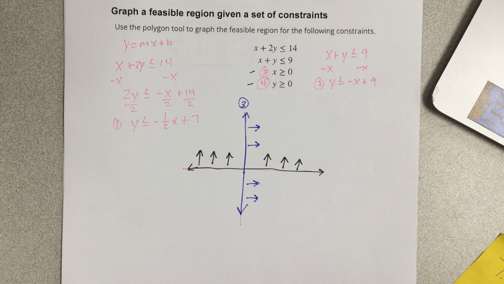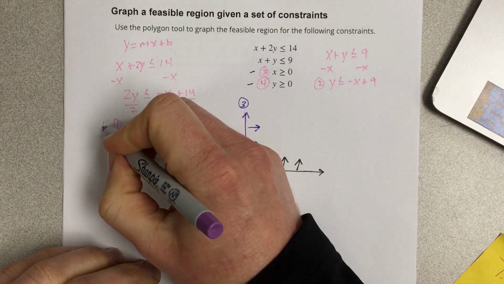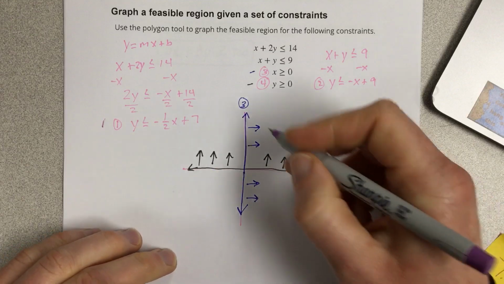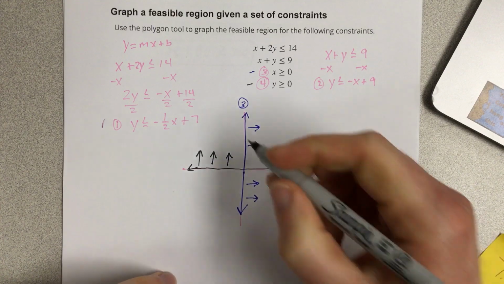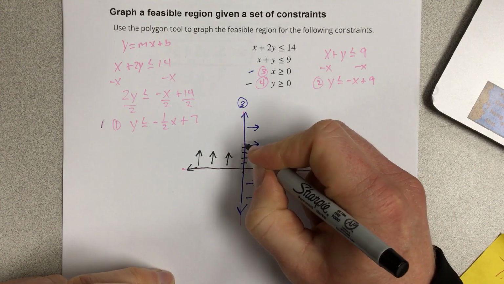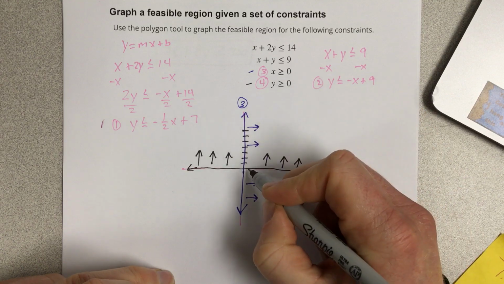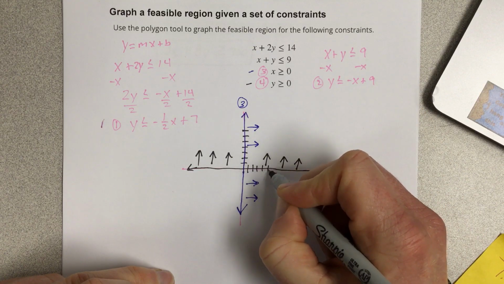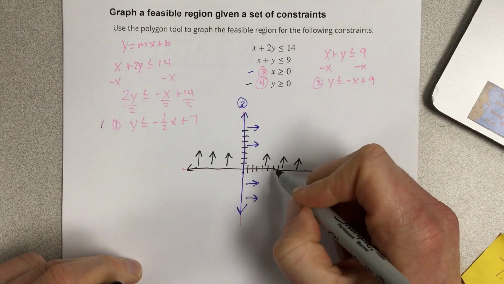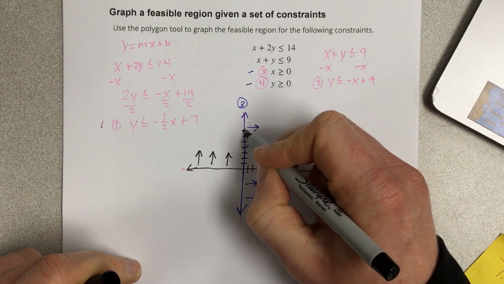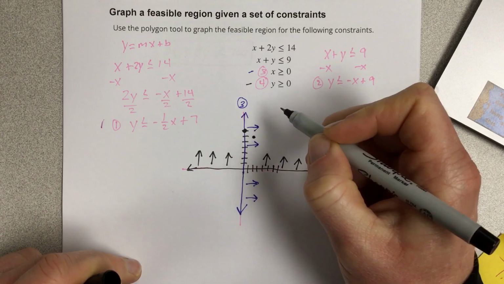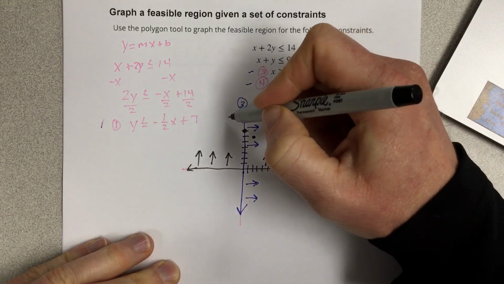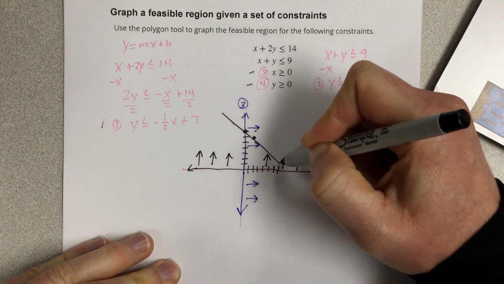And then we're going to, let's use purple here for equation 1. We're going to start that at 7, so let's go ahead and mark 7 up on this graph. 1, 2, 3, 4, 5, 6, 7. And we'll mark 1, 2, 3, 4, 5, 6, 7 here on that right side. So we mark this as 7. And we're going to go down 1 over 2, which would be this point here. That's a bold line. It says less than or equal to. So we're going to draw a bold line just like this.